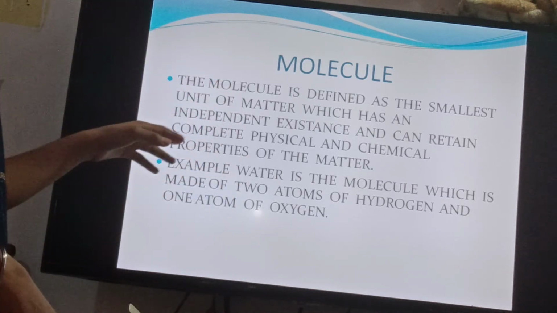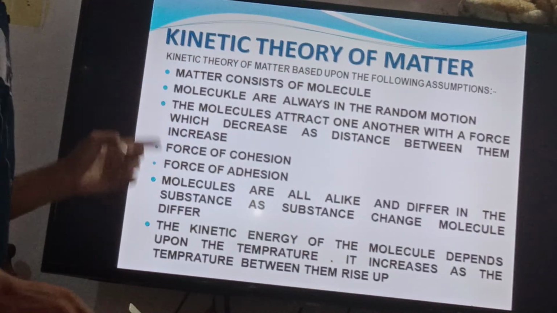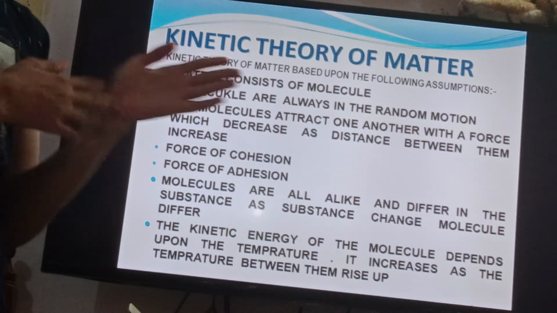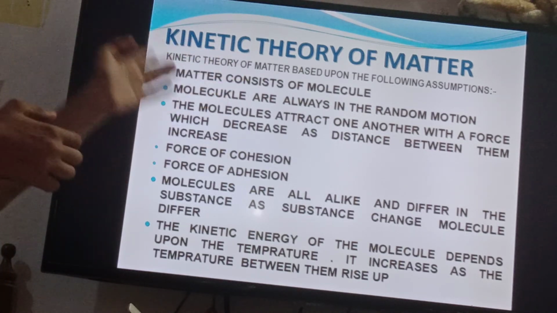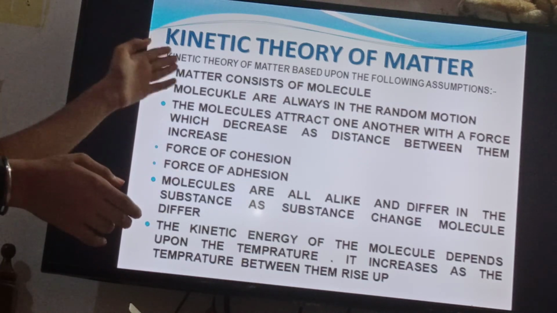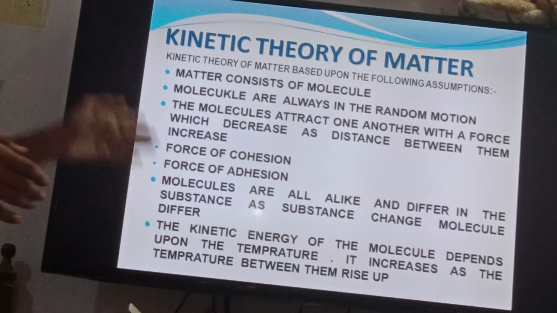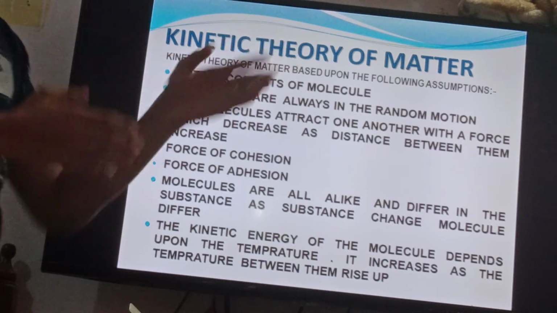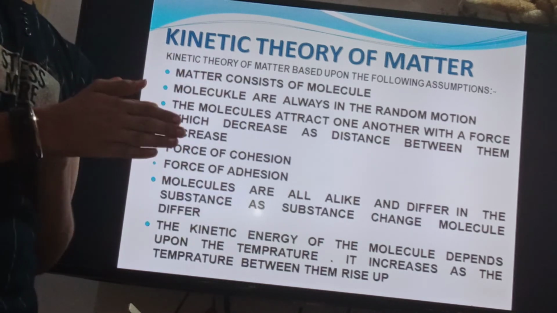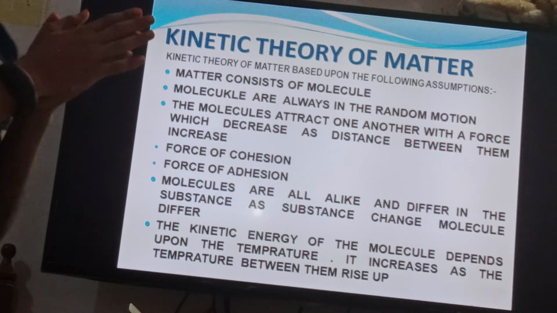Okay, this is completed. Now kinetic theory of matter. Matter consists of molecules. Okay, kinetic theory है matter की, and it says these things. So I will explain all these things on the basis of the kinetic theory of matter. These are the assumptions. Okay, so matter consists of molecules, means every matter is made up of molecules. ठीक है, and every element is made up of atoms.